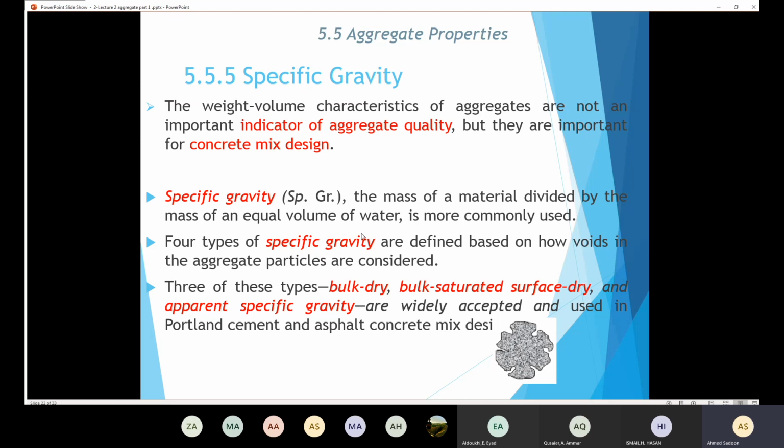Generally, the specific gravity is defined by the mass of the material, or the mass of the aggregate, divided by the mass of an equal volume of water. We are going to use the mass of an equal volume of water because we are going to find out that the volume of the aggregate itself is difficult to determine due to the nature of the aggregate.